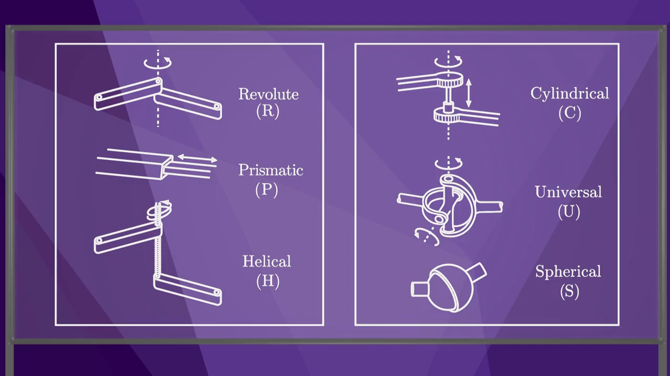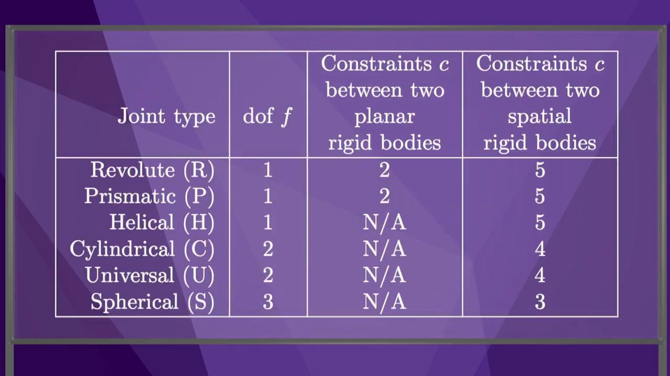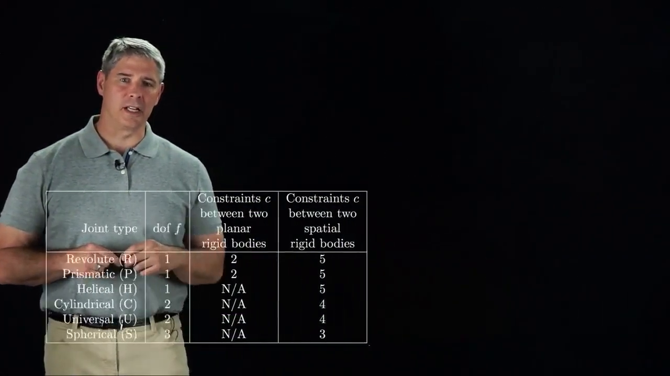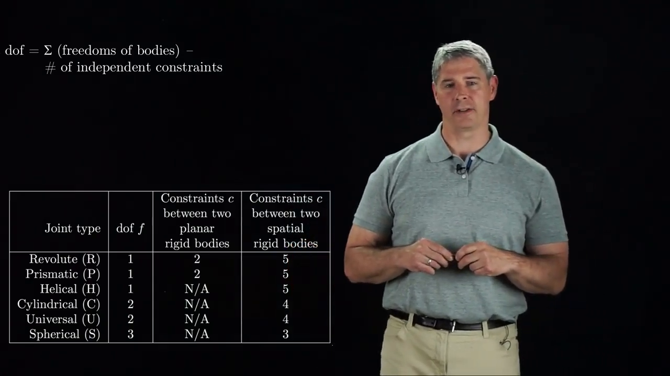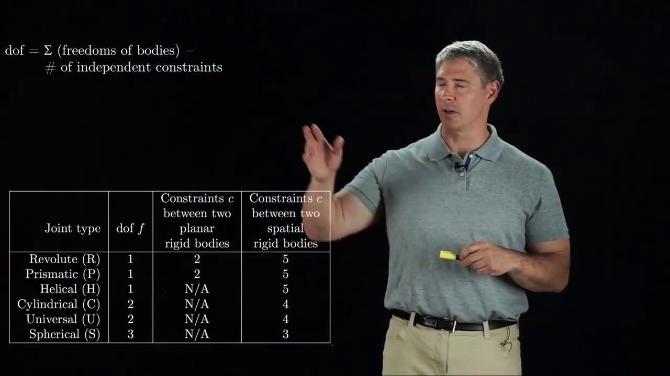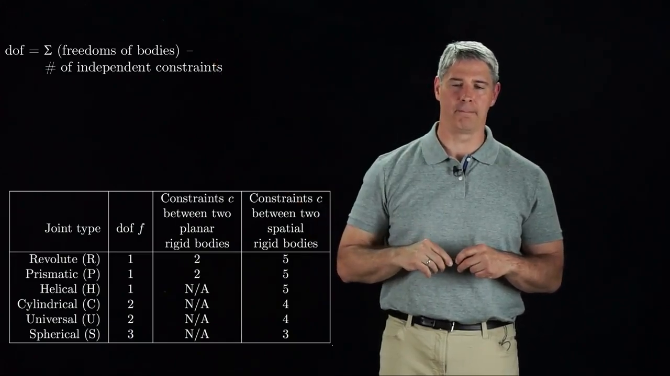This table summarizes the previous 4 joints plus 2 other types of joints, the 1 degree of freedom helical joint and the 2 degree of freedom cylindrical joint. This table shows the number of degrees of freedom of each joint, or equivalently the number of constraints between planar and spatial bodies. Using this table of freedoms and constraints provided by joints, we can come up with a simple expression to count the degrees of freedom of most robots using our formula from chapter 2.1.